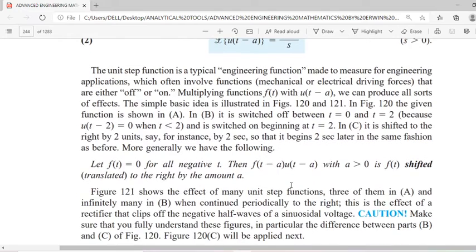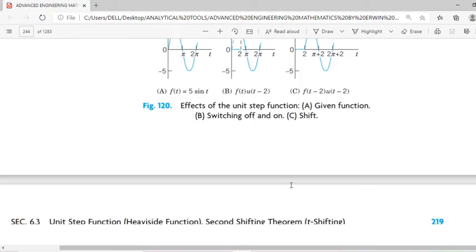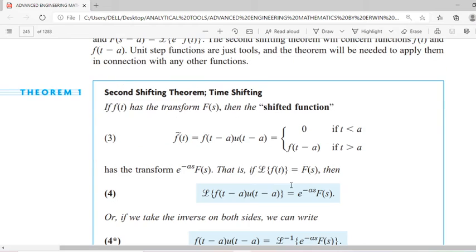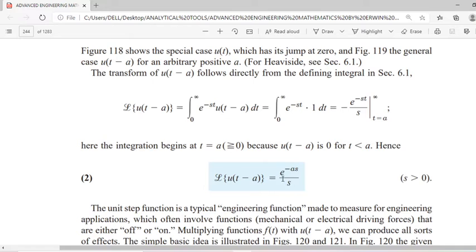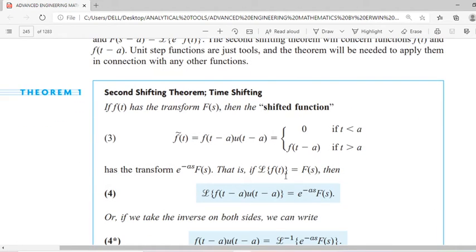So we will use that unit step function in the shifting theorem. Let us look at the second shifting theorem. If f of t has the transform capital F of s, and look at this Laplace transformation we have, this is 1 by s into some f of s. That information we will use here.